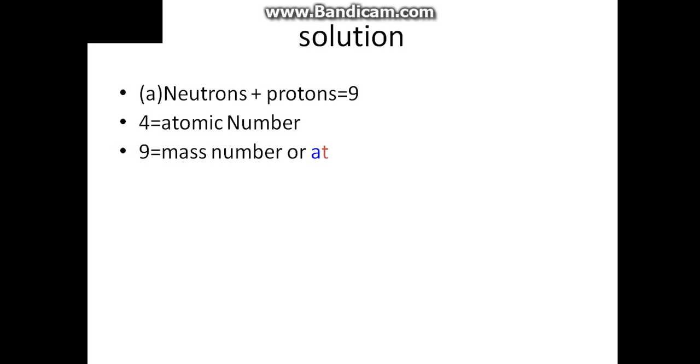Solution. A. Neutrons plus protons is equal to 9. 4 is equal to the atomic number. 9 is equal to the mass number or atomic mass.